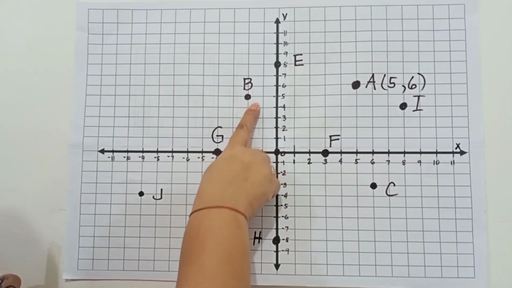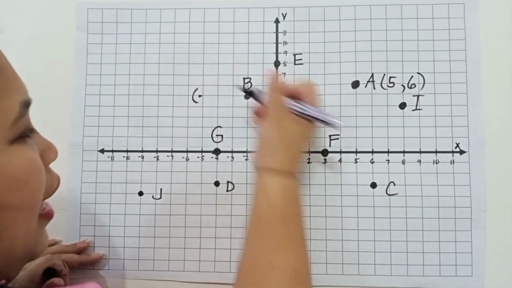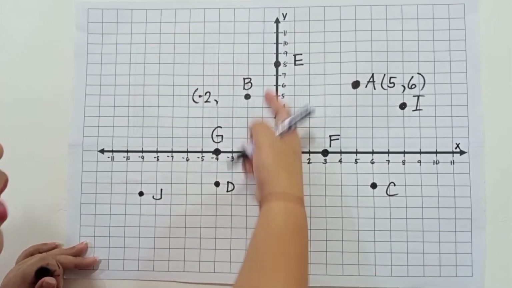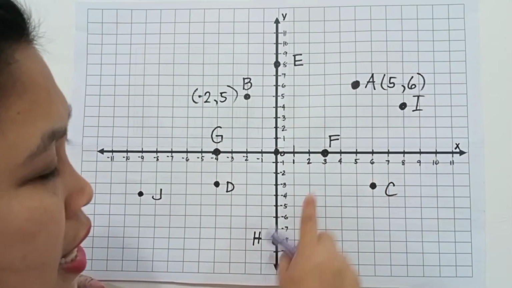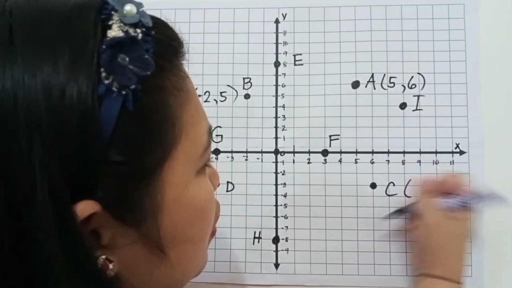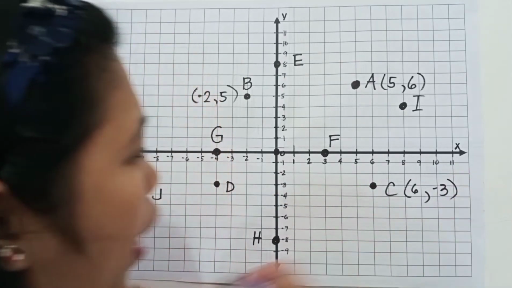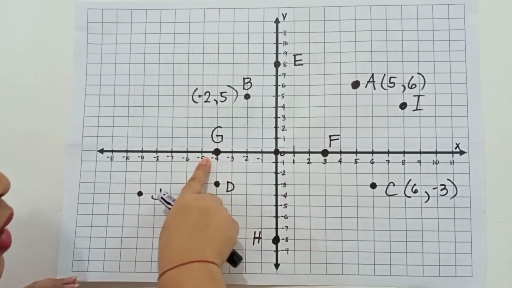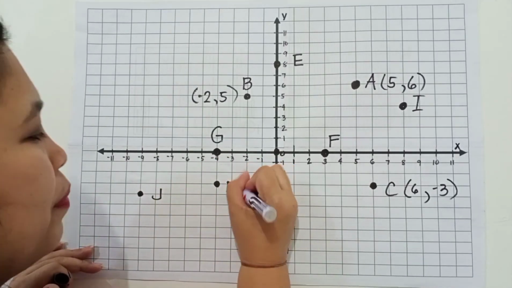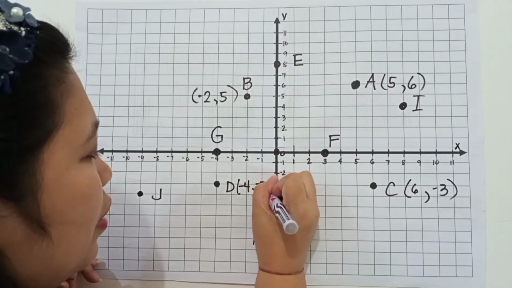And then, let us have point B. So, point B, look first at the x-axis. So, you have negative 2. And then, you have positive 5. And then, point C. So, this is our point C. Look first at the x-axis. So, you have positive 6. And then, you have negative 3 as your y-axis. And then, point D. So, this is our point D. So, look first at the x-axis. So, you have negative 4. And then, the y-axis is negative 3.